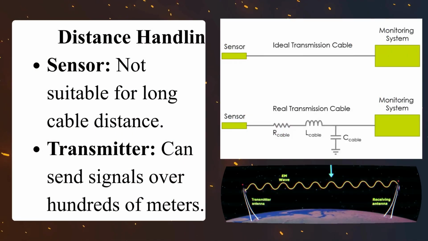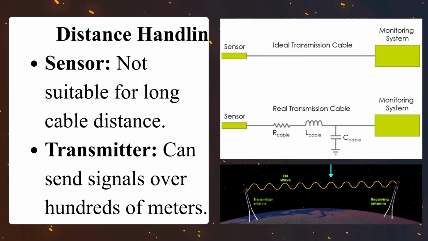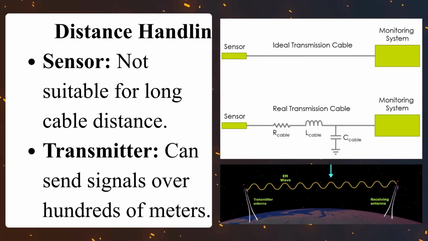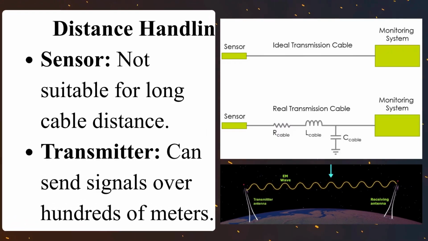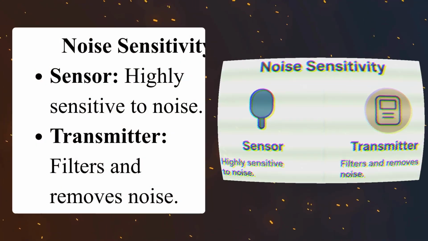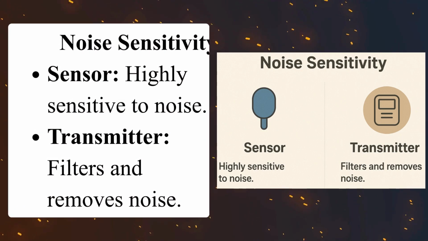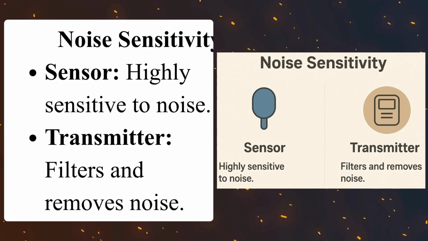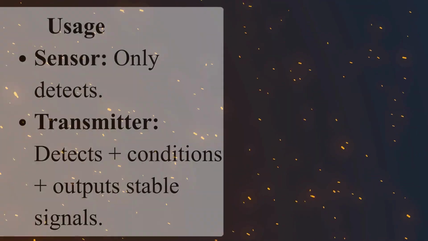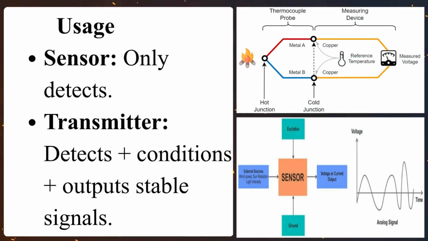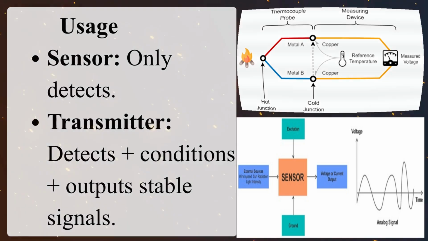3. Distance handling. Sensor, not suitable for long cable distance. Transmitter can send signals over hundreds of meters. 4. Noise sensitivity. Sensor, highly sensitive to noise. Transmitter filters and removes noise. 5. Usage. Sensor only detects. Transmitter detects plus conditions plus outputs stable signal.